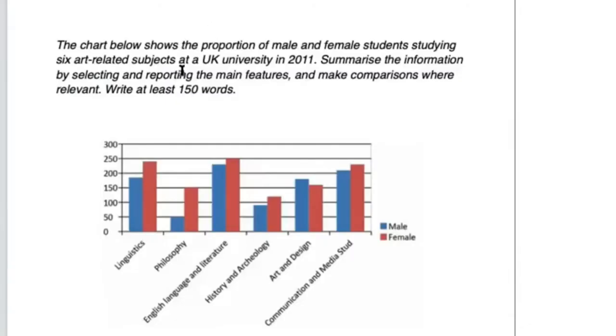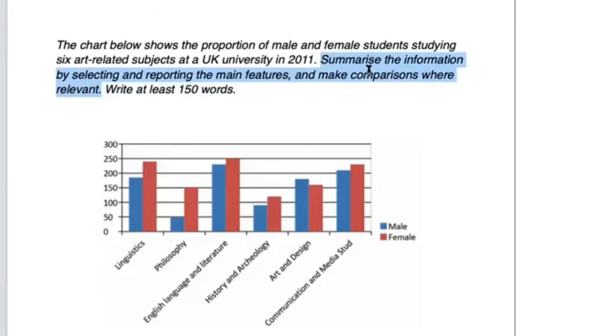Okay, so here is our writing prompt today, and it says, the chart below shows the proportion of male and female students studying 6 art-related subjects at a UK university in 2011. Summarize the information by selecting and reporting the main features, and make comparisons where relevant. Of course, write at least 150 words. Now, the second sentence here is probably the most important. It tells you exactly what you have to do.